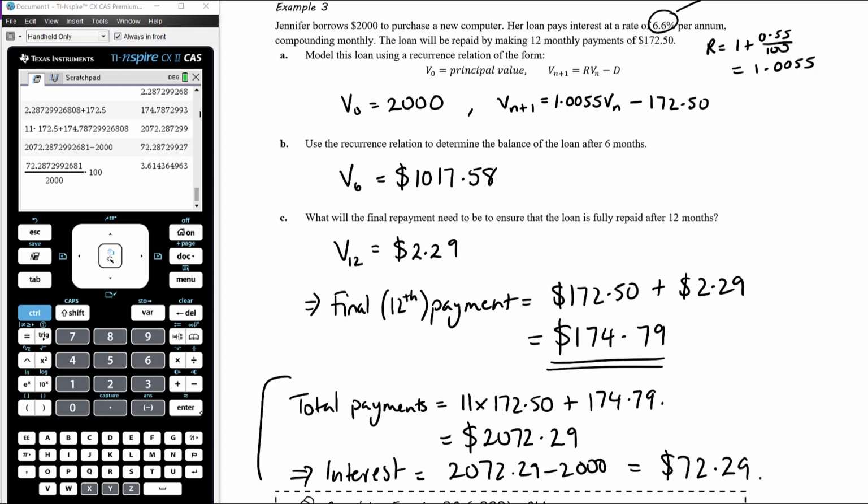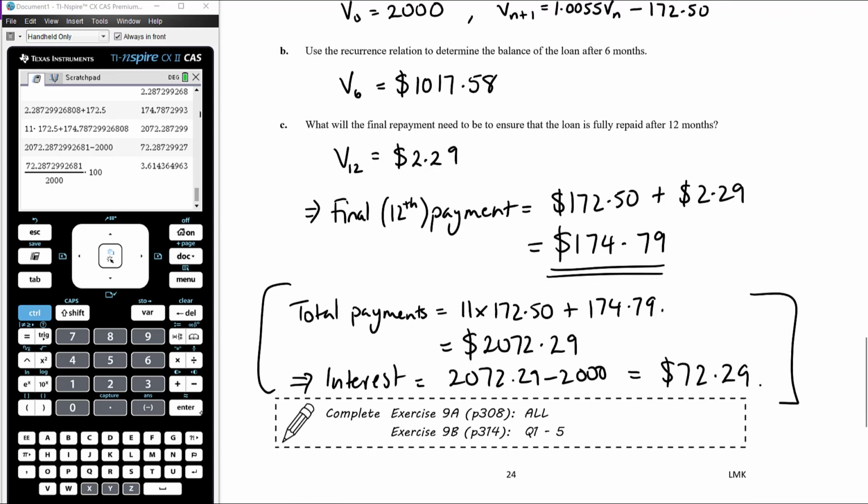Okay, so as I said, these are beyond the scope of what the question's asking you, but just the sorts of things that you might also be asked to do. So the work today is exercise 9A and also some questions from 9B.